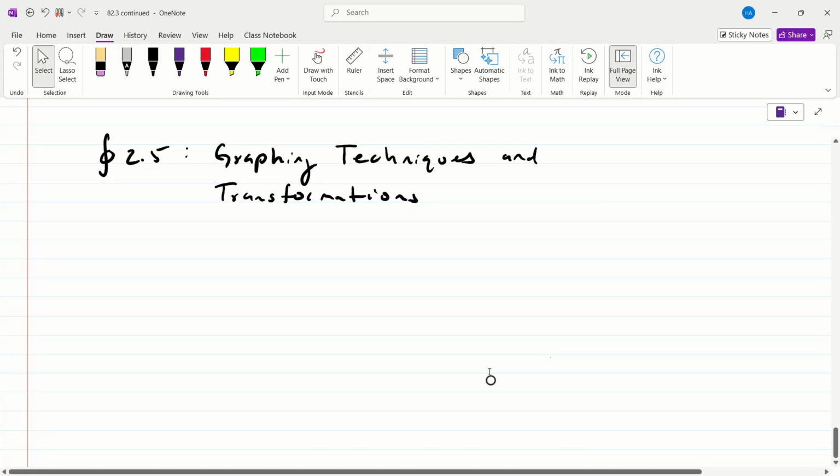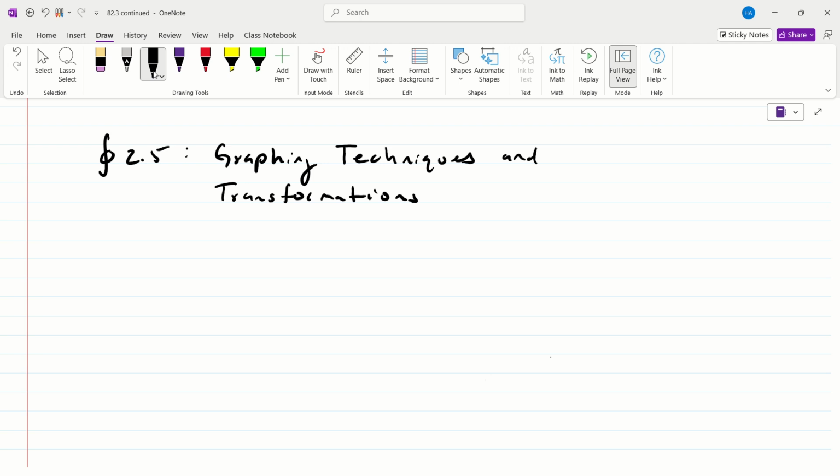In section 2.5, we take a look at graphing techniques and transformations. Let's start by talking about vertical shifts.